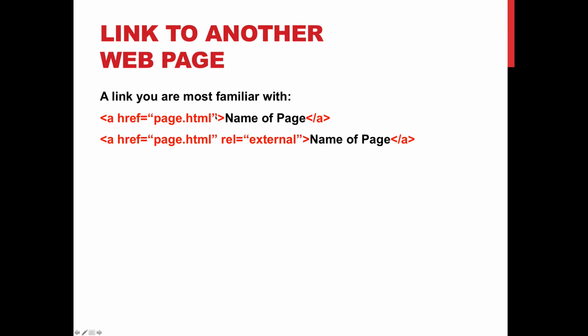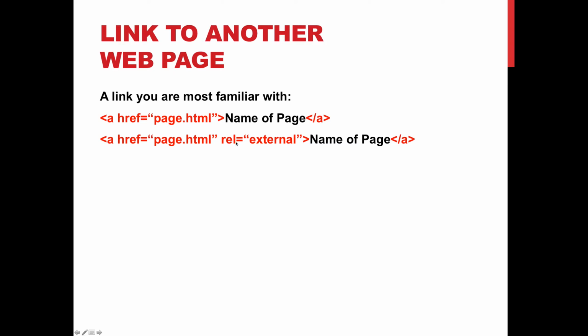Then you end the quotes, you put a caret, and what is in black right here is the actual text that is going to show up on your page as the clickable link. So if you were to put this code into your HTML document, you would have a link show up that says name of page, and it would be underlined and look like a link and everything. And when you clicked on it, it would take you to page.html.